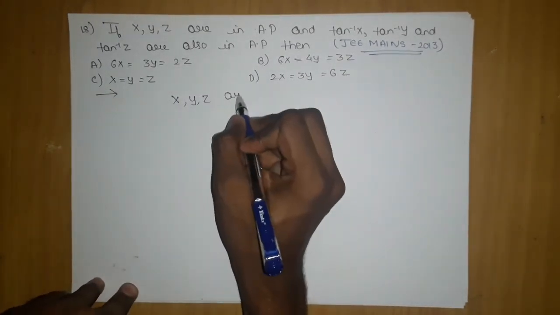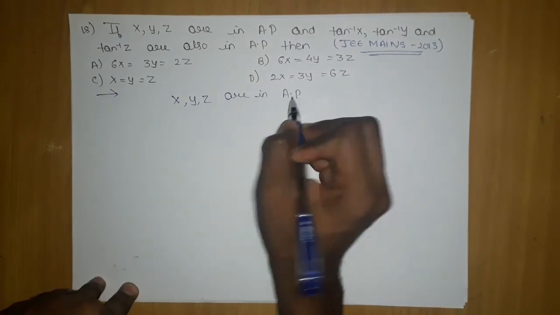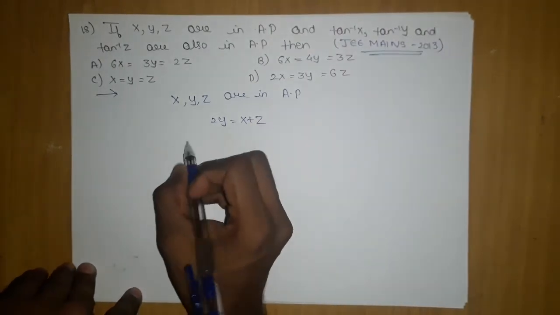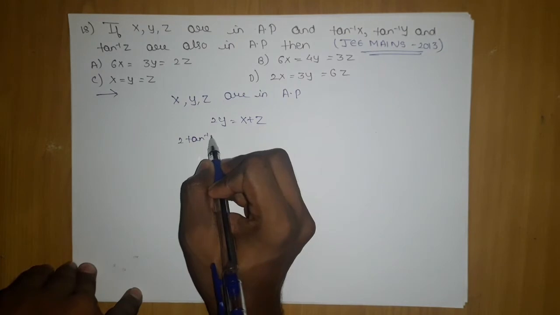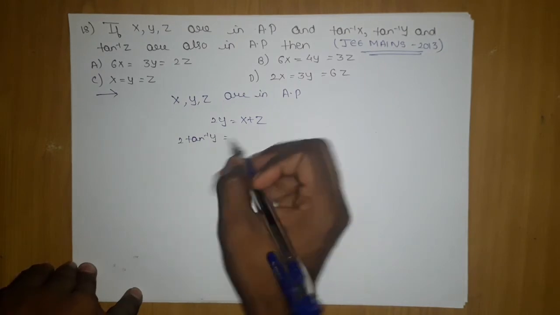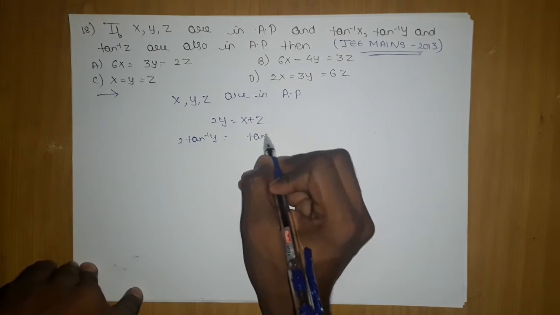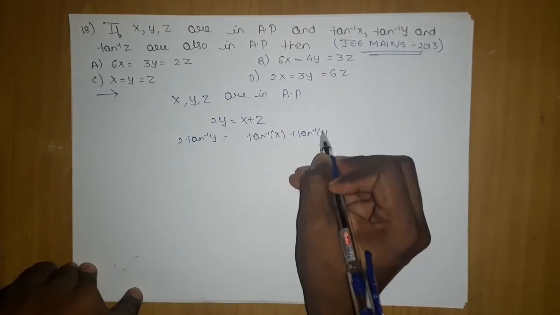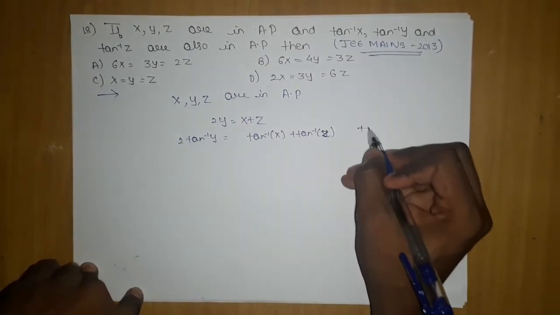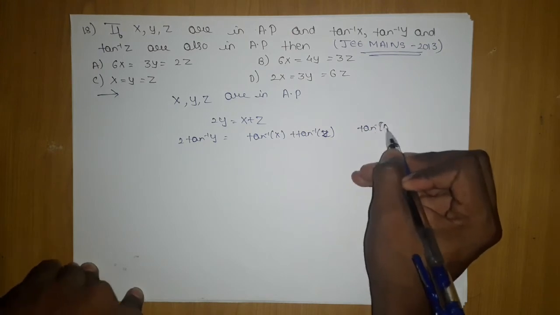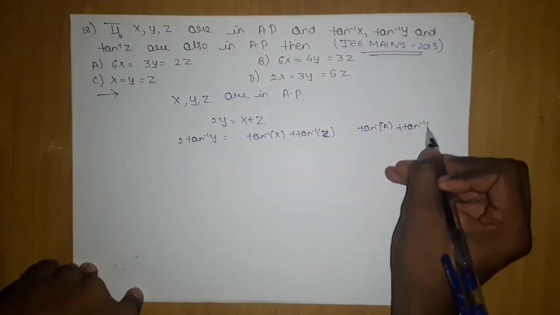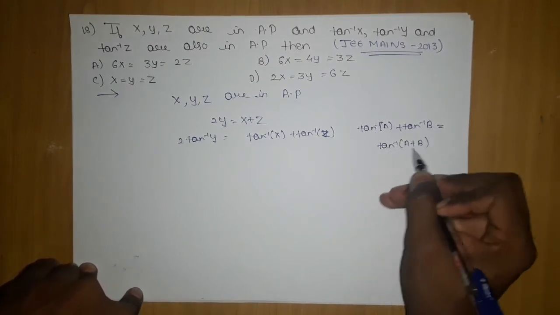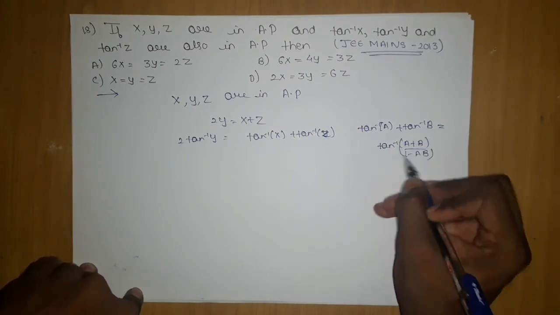So x, y, z are in AP. One thing, 2y equals x plus z, this I can write. And one more thing, 2 tan inverse y, since they are in AP, should be equal to tan inverse x plus tan inverse z. There is one formula: tan inverse a plus tan inverse b is equal to tan inverse of a plus b upon 1 minus ab. So you have to keep this formula in mind.